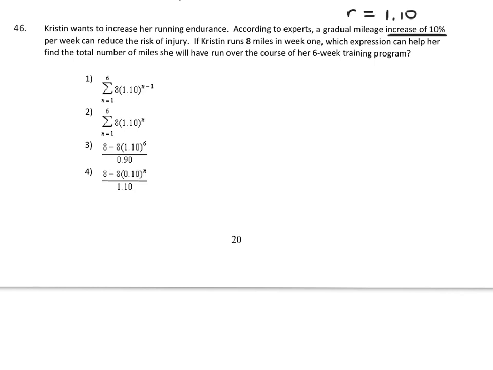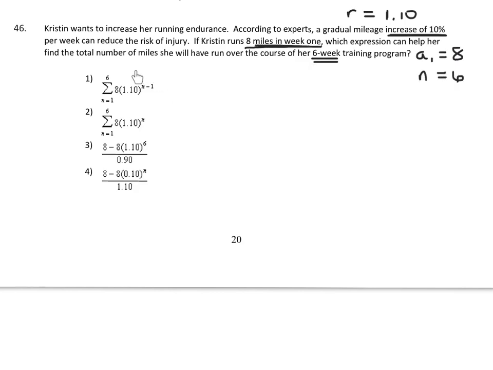Okay, if Kristen runs 8 miles in week 1, so that's telling us that a sub 1 is equal to 8, the first term, right? Which expression can help her find the total number of miles she will run over the course of her 6-week training program? So she's going to be running for a total of 6 weeks. So that's telling us that n equals 6.